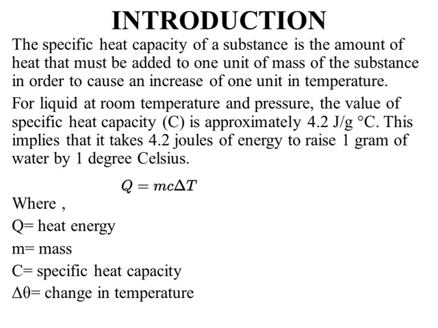For liquid at room temperature and pressure, the value of the specific heat capacity according to experiment is approximately equal to 4.2 joule per gram degree Celsius. This implies that it takes 4.2 joules of energy to raise 1 gram of water by 1 degree Celsius. So in some instances, that joule per gram can be converted to kilogram. So by the time you are converting to kilogram, you'll be having 4,200.